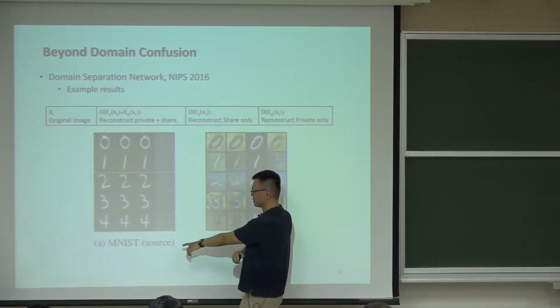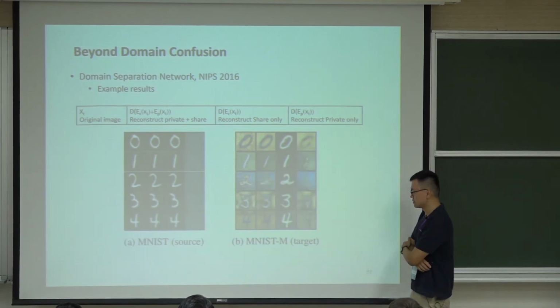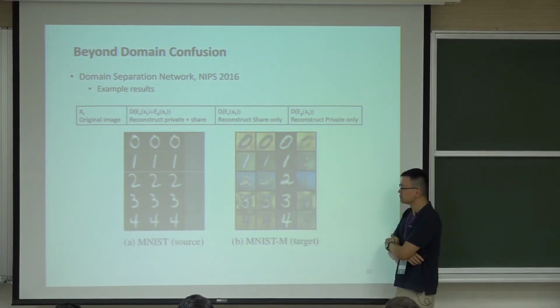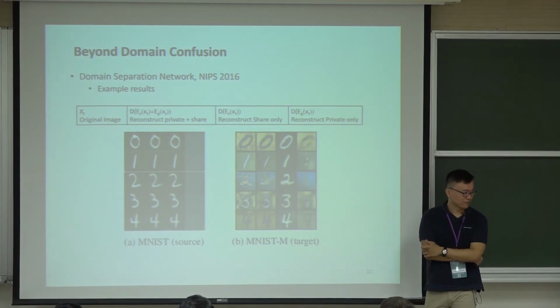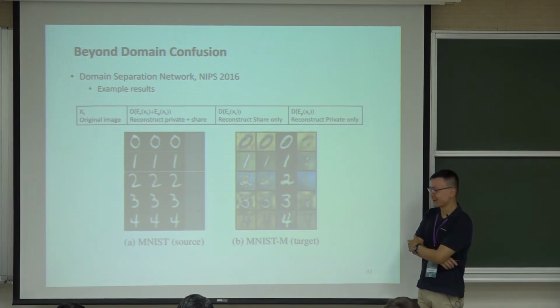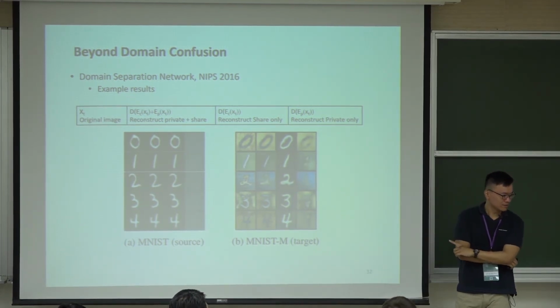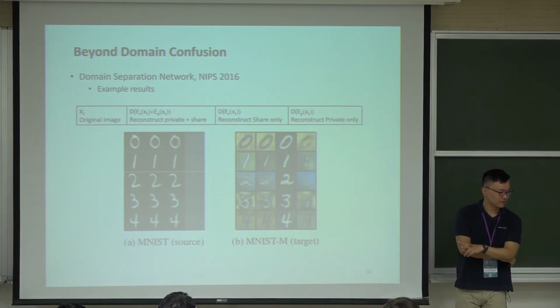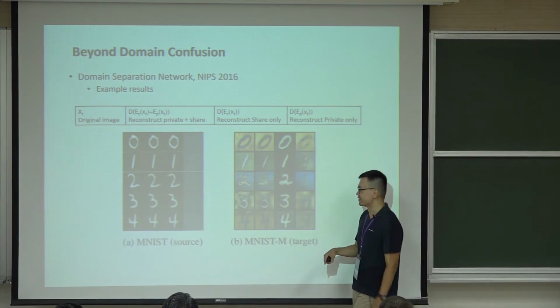So the source domain is MNIST, one of the data sets, and the other is MNIST-M. What does M stand for? I forgot. But we are using MNIST this afternoon. Well, you will figure this out this afternoon anyway.